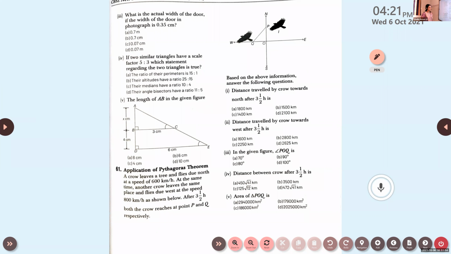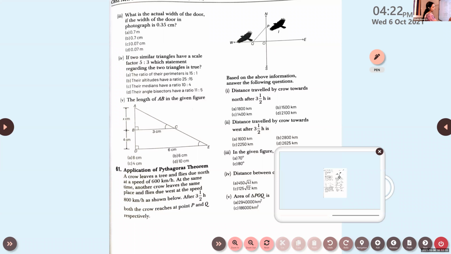Question number 61. A crow leaves a tree and flies due north at a speed of 600 kilometer per hour. At the same time, another crow leaves the same place and flies due west with a speed of 800 kilometer per hour. After 3.5 hours, both the crows reach points P and Q respectively.